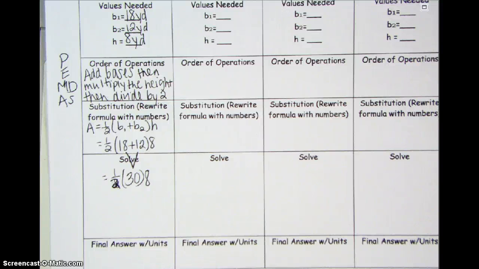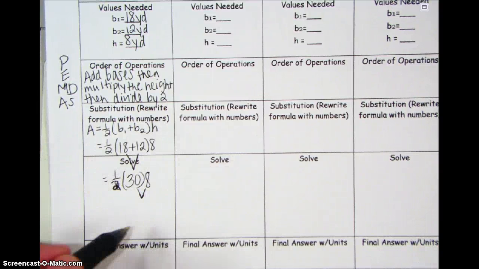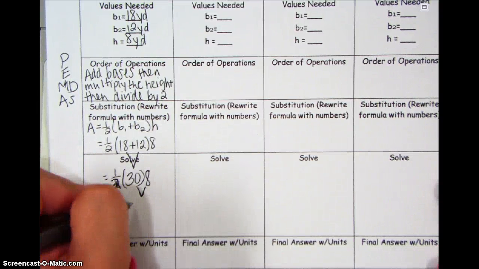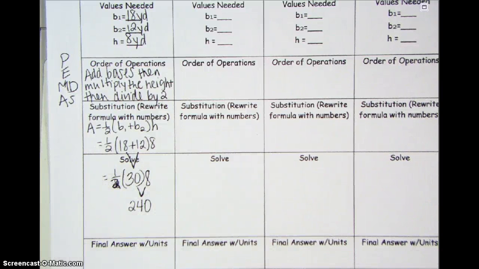Once we've added our bases and technically gotten rid of our parentheses, now we can do 30 times 8. And 3 times 8, everybody, is 24, and then just add your 0. So 30 times 8 is 240.